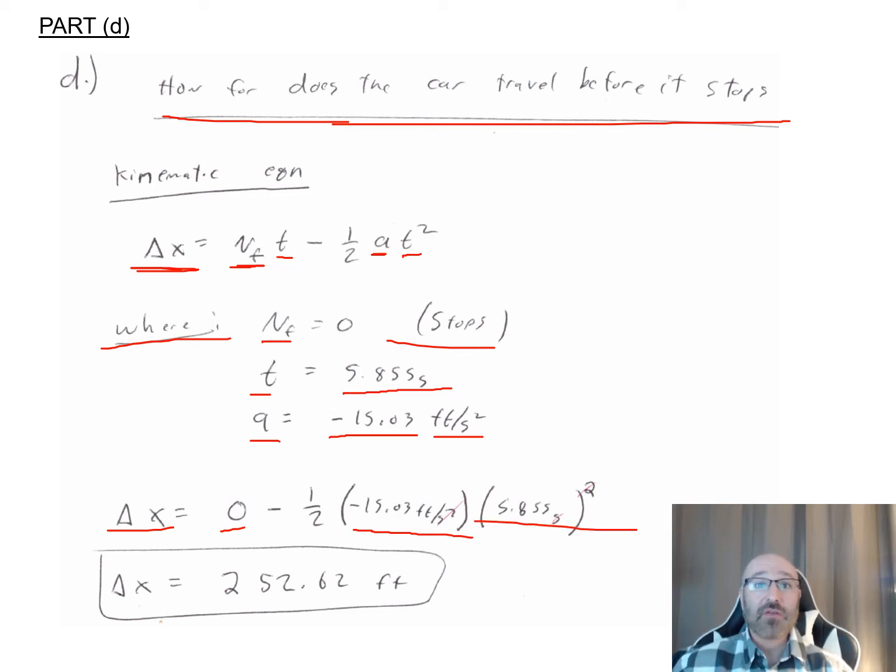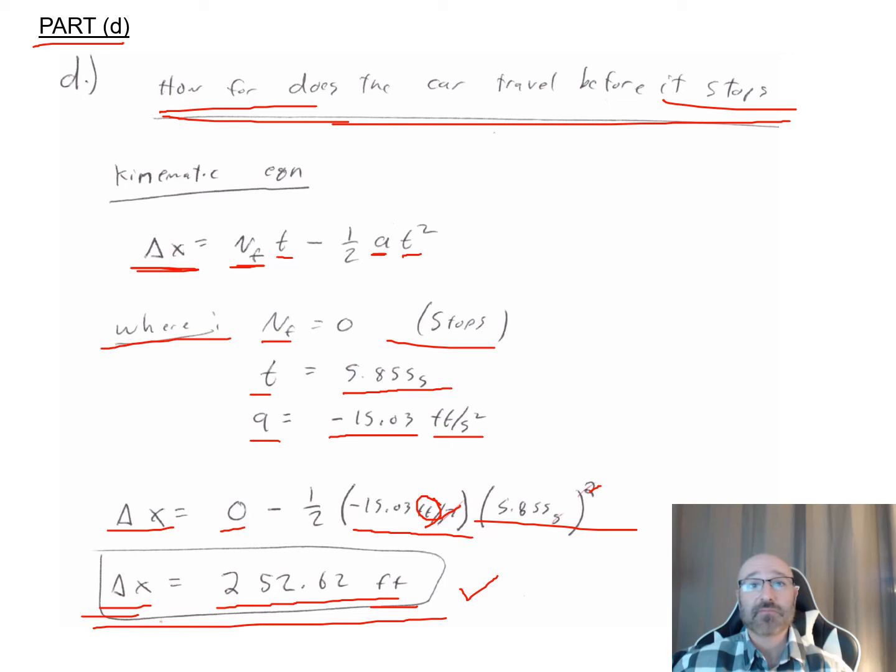I can take a look at everything here. This is a squared term, so the seconds squared cancels with the seconds squared there. Therefore the only units I have left are feet. When I plug in, my delta x is 252.62 in units of feet. That does check out as well. So now I've solved for the last thing that is asked in part D of the problem, which is how far the car travels before it stops. So my delta x is given right here.